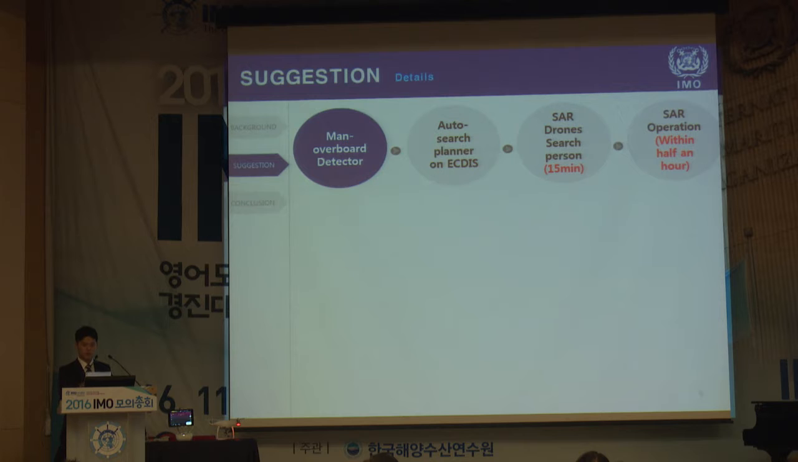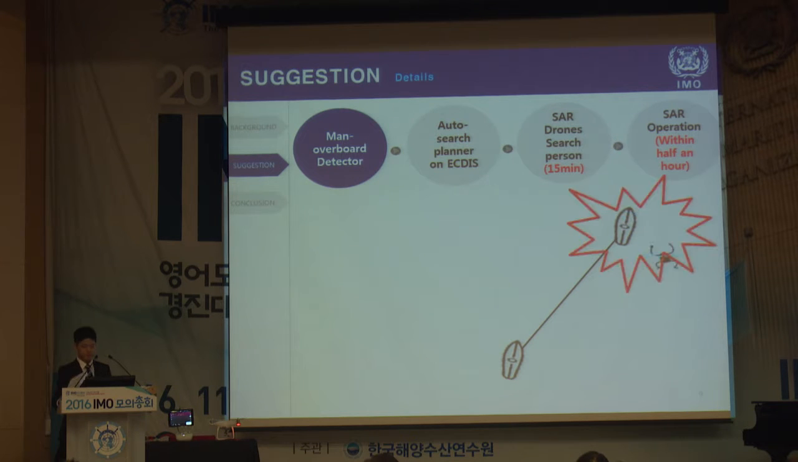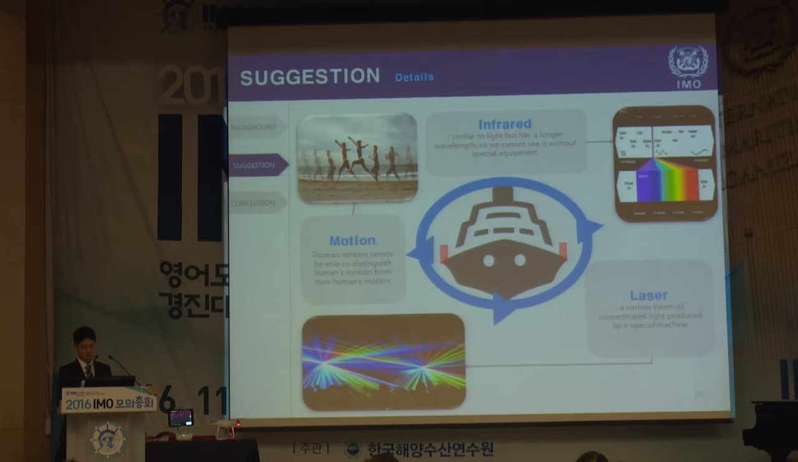Phase 1, man overboard detector. When man overboard occurs on the vessel, sensors detect the MOB situation. For this system, 3 different kinds of sensors are needed for the different variables. If 3 conditions are satisfied simultaneously, the incorrect recognition will be reduced.